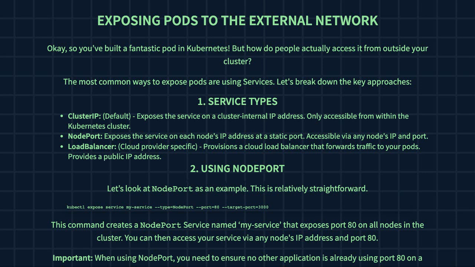Cluster IP keeps things internal, accessible only within the cluster. Node port opens up access on every node's IP address, handy for testing but potentially less secure in production. And finally, load balancer provisions a cloud load balancer, giving your service a public IP address. Let's look at node port as an example. It's easy to set up and exposes the service on all nodes, though you need to make sure no other application is using that port first.